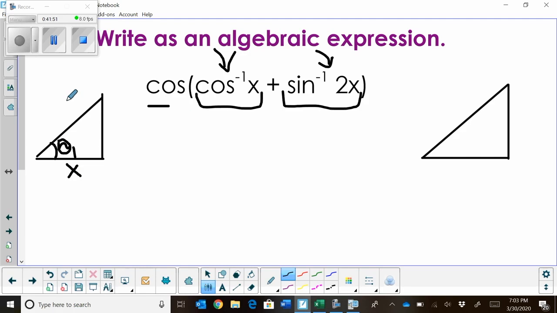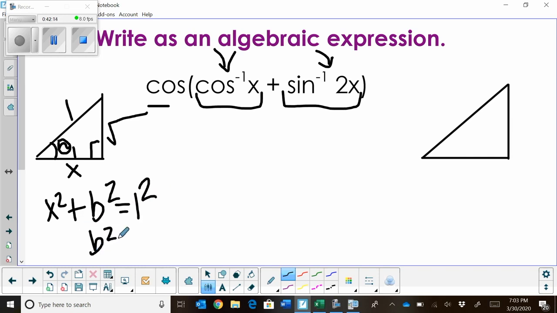That means this side is x, and my hypotenuse must be 1. And what did we learn in one of the other units? We're going to use the Pythagorean theorem. I'll call the side that we're looking for b for a second. So b squared plus x squared is equal to 1 squared, so b squared is equal to 1 minus x squared. So this side b is equal to either plus or minus the square root of 1 minus x squared. Now, if we're not given a quadrant, we're going to assume we're in quadrant 1. So there's our first triangle.